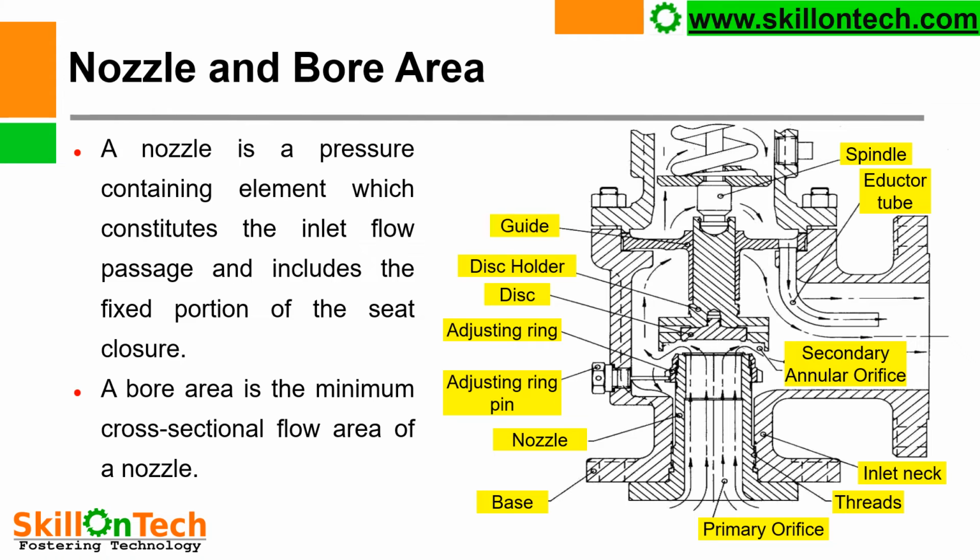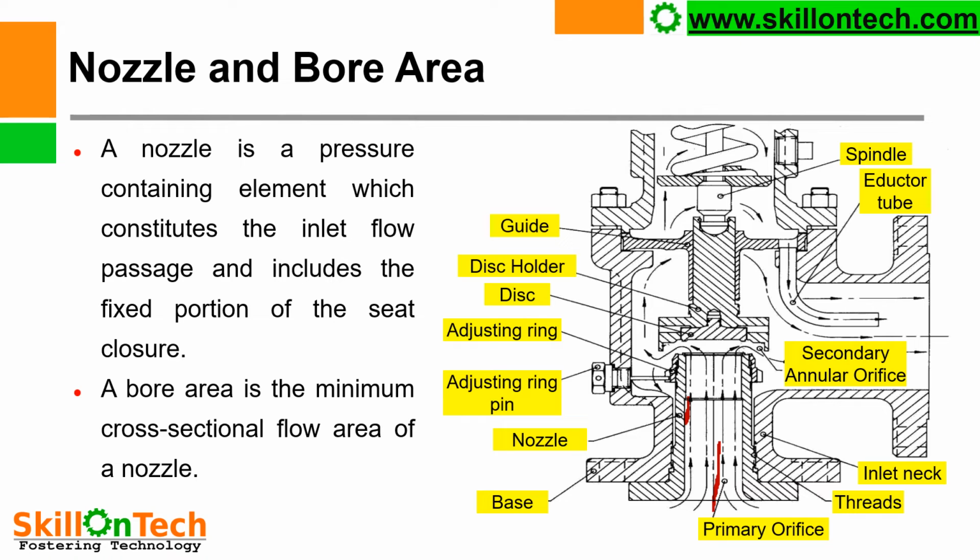Nozzle and bore area of safety valve. A nozzle is a pressure containing element which constitutes the inlet flow passage. This is a primary orifice and this is called the nozzle, and it includes the fixed portion of the seat closure. A bore area is the minimum cross-sectional flow area of a nozzle.